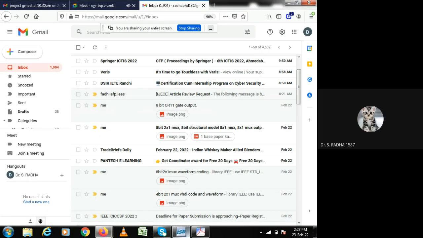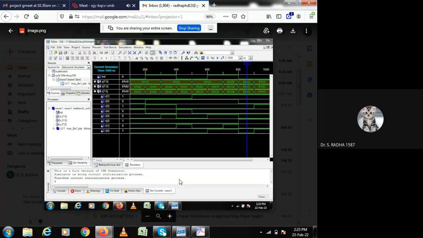And then the waveform, the 8-bit 2x1 multiplexer waveform. You can see A is given. 8'h10 means 8-bit hexadecimal 10. 8'h52, where 5 is written as 0101 and 2 as 0010. Then 8'hC0, again C and 0 as 4 bits each. Like that, A and B are the inputs.